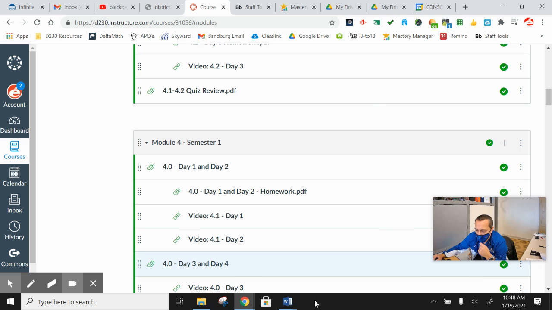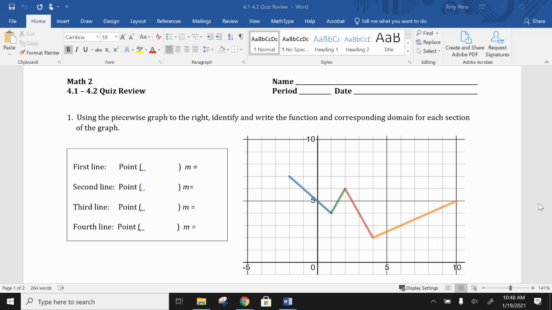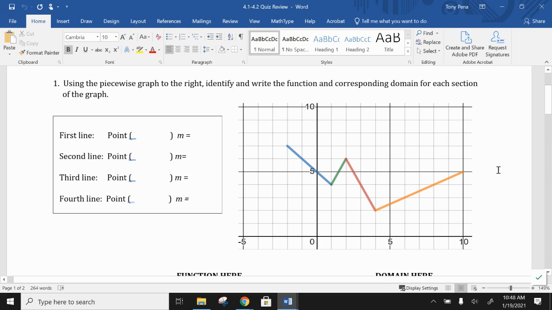Well, what we're working on now is this guy, right? And then quiz tomorrow, so keep that in mind. So what we're going to start with is, and I do have you do one of these.